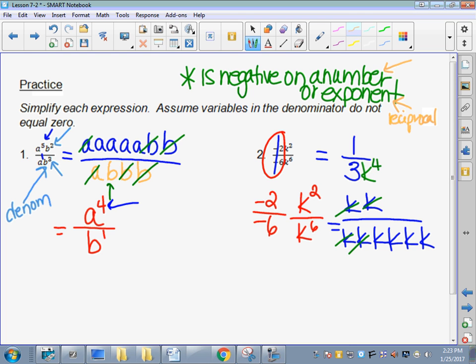That k to the 4th is down in the denominator because I have more k's. I have 6 of them and I only have 2 on the top. So my answer for this is 1 over 3k to the 4th. So even though I picked those two apart and did one fraction and one k problem, I still put them together as one big fraction for my final answer.